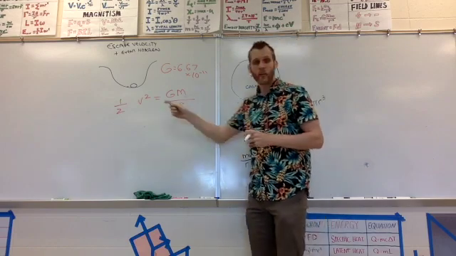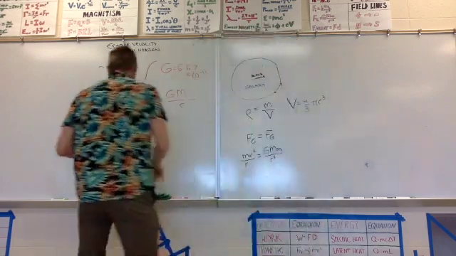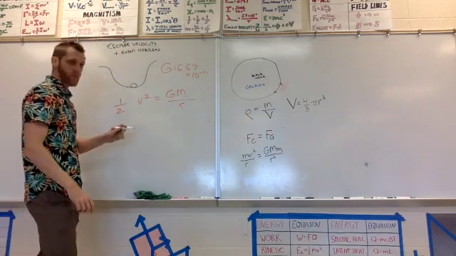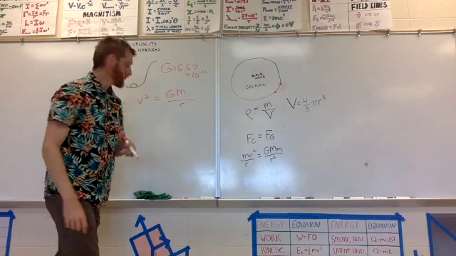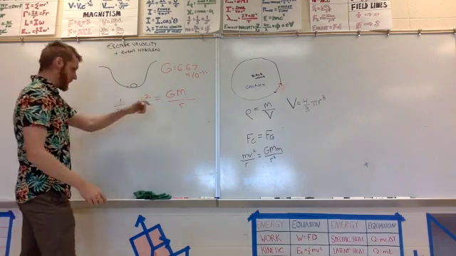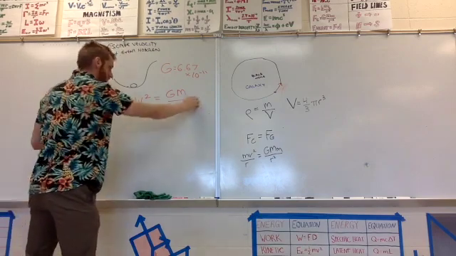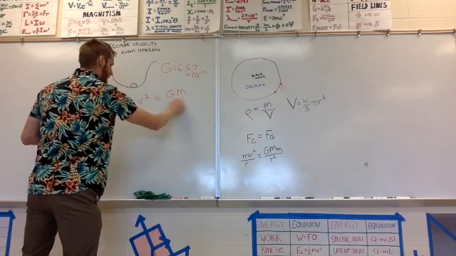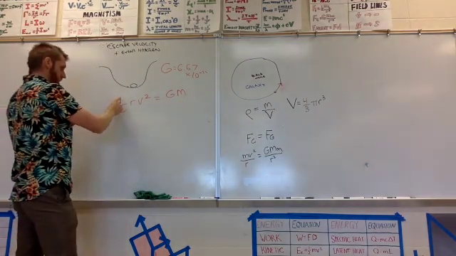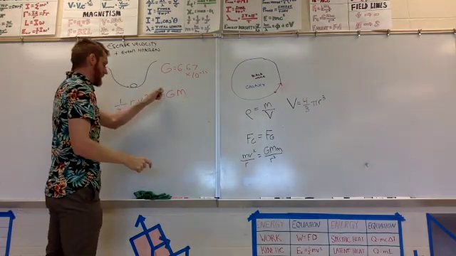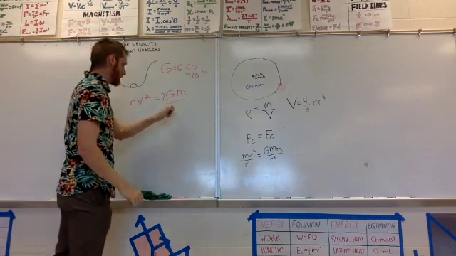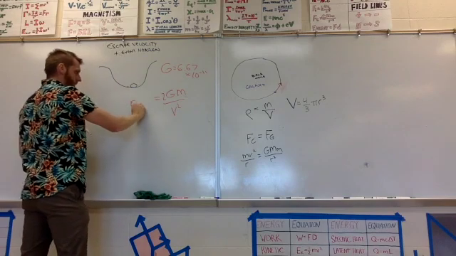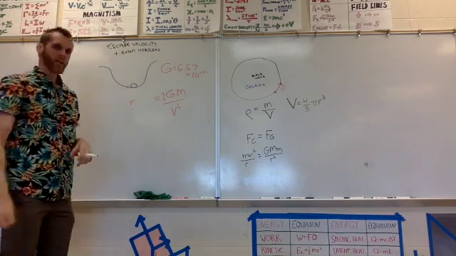Now, let's rearrange this, actually for R. I multiply both sides by R, then multiply the other side by 2, and divide by V squared. So that's going to be my event horizon.